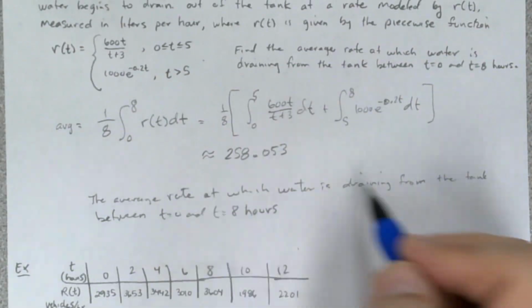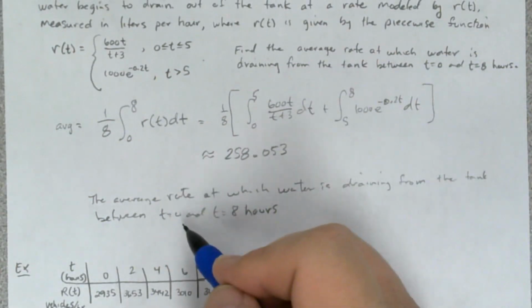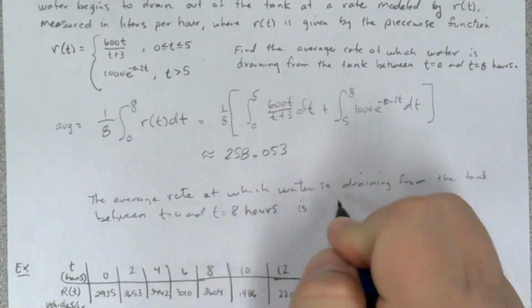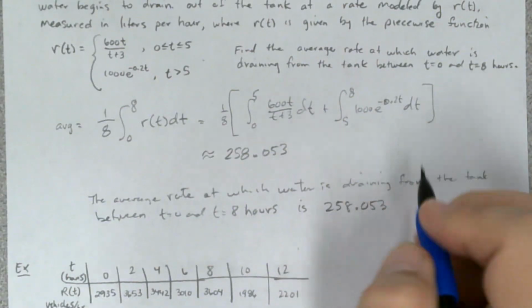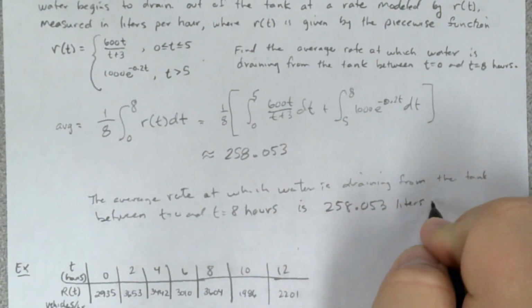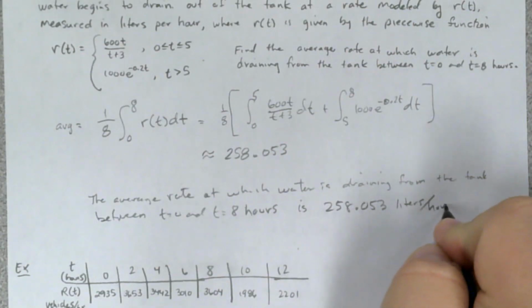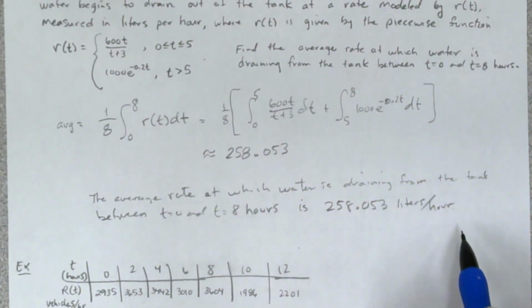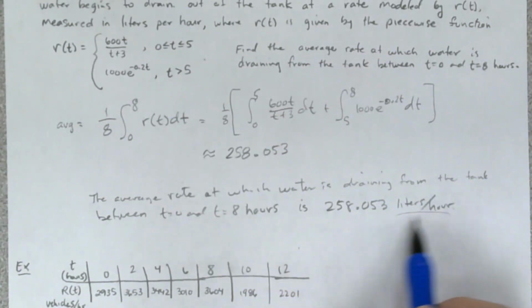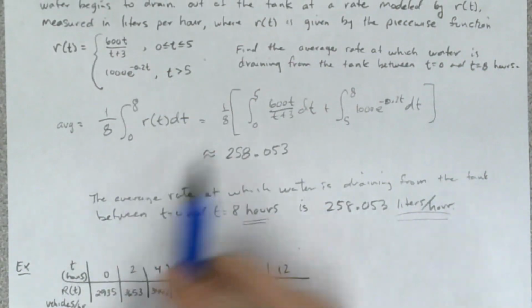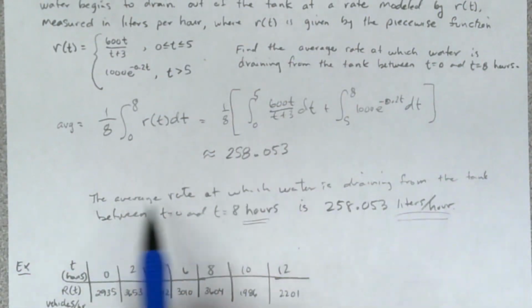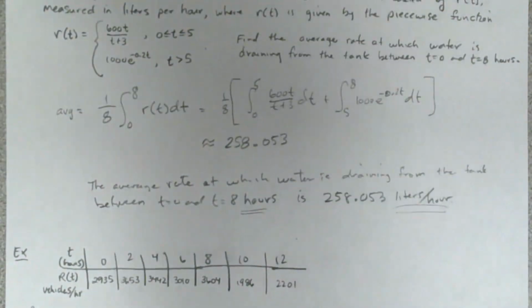So the average rate at which water is draining from the tank between 0 and 8 hours is 258.053 liters per hour. And so you want to make sure you have the proper units on things. Identify your time span. Use the question they asked you to answer the question they want. Okay? Let's look at another example here.